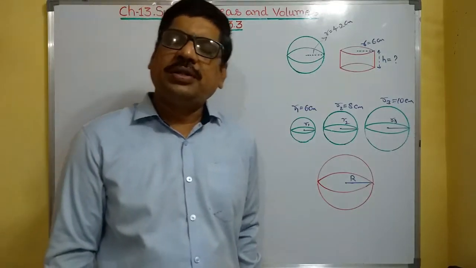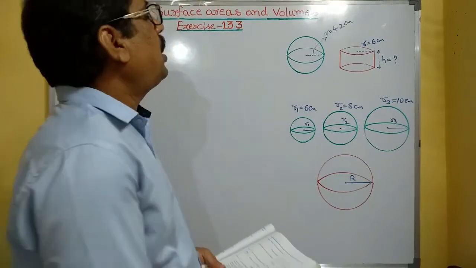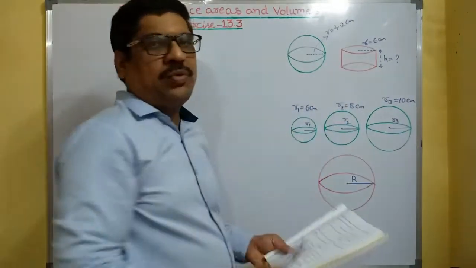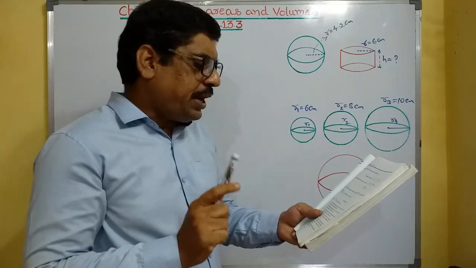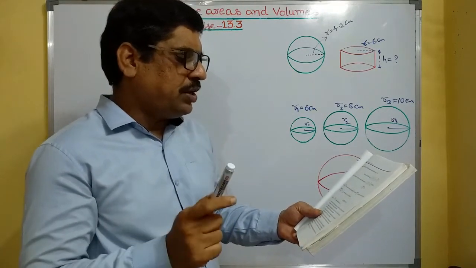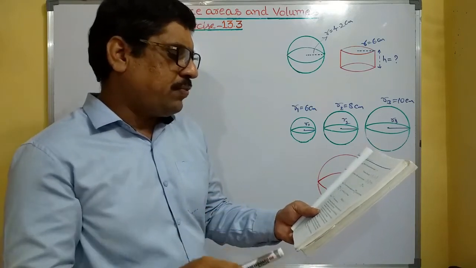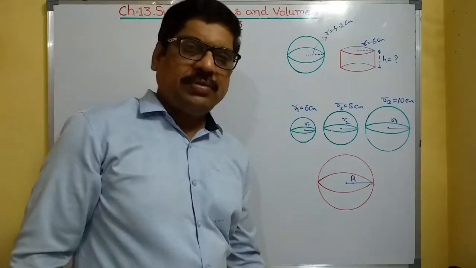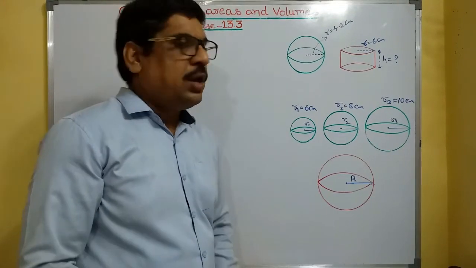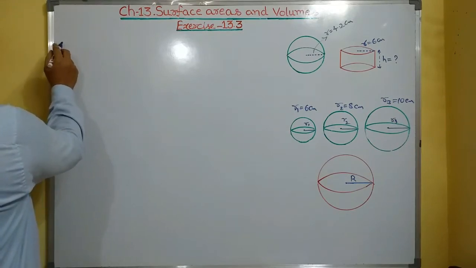Exercise 13.3. Okay, now look at the first problem and you have to observe these two diagrams while I am reading the problem. A metallic sphere of radius 4.2 centimeters is melted and recast into the shape of a cylinder of radius 6 centimeters. Find the height of the cylinder. Okay, now first of all we need to write the dimensions of the given objects.